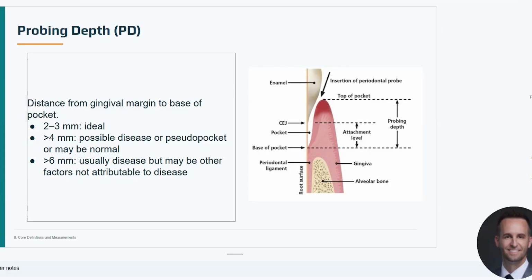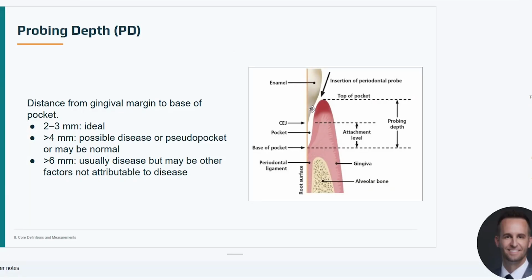Ideally, we would like people to have a 2 to 3 millimeter probing depth. Why is that? Well, 2 to 3 millimeters is the ideal situation to be able to keep your gums healthy.